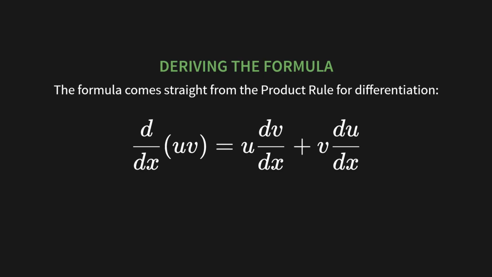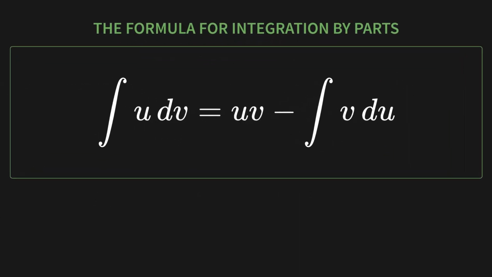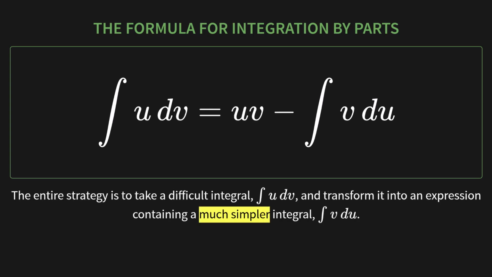Now you just integrate both sides, rearrange the terms a little bit, and you get the formula. The formula for integration by parts. It is the integral of u dv equals uv minus the integral of v du. The entire strategy is to take a difficult integral, the integral of u dv, and transform it into an expression containing a much simpler integral, the integral of v du. Your success depends entirely on how you choose u and v.